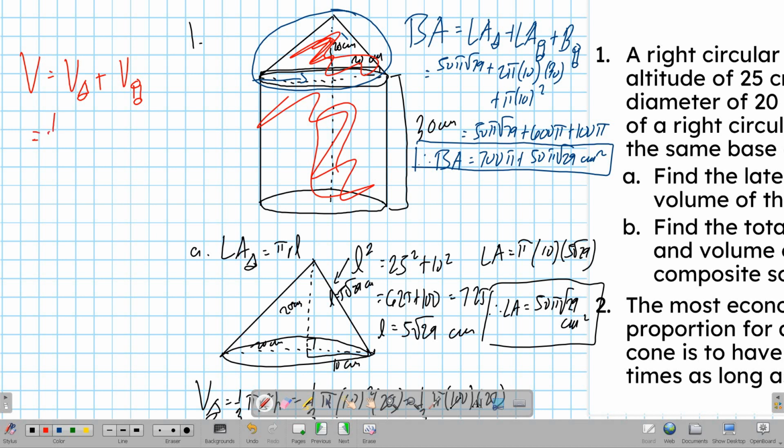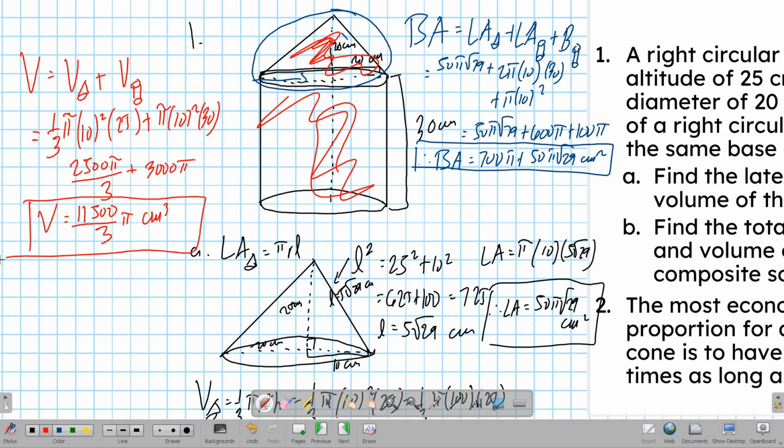And the volume of the cone will be equal to 1/3 times pi times 10 squared times the height of the cone, which is 25. For the cylinder, that's just pi times 10 squared times its height of 30. So, for the cone, we get the value of 2,500 pi over 3 plus 10 squared times 30, we get 3,000 pi. So, we can actually add this, and we're going to get the value of 11,500 over 3 pi cubic centimeters. This is the volume of this composite solid.